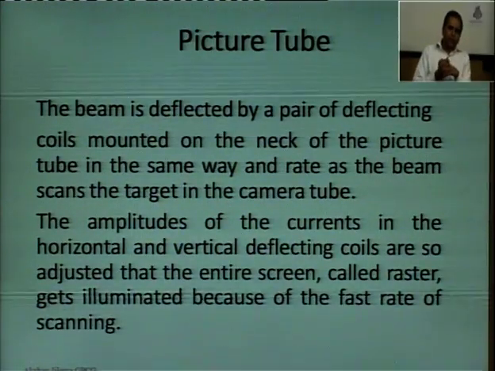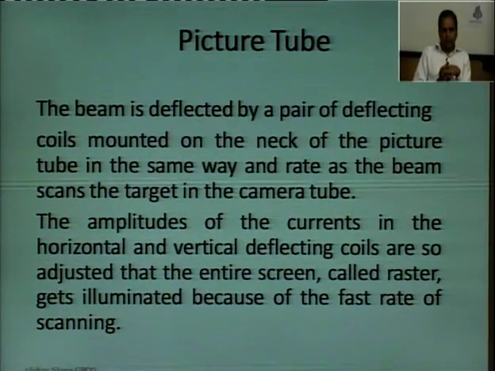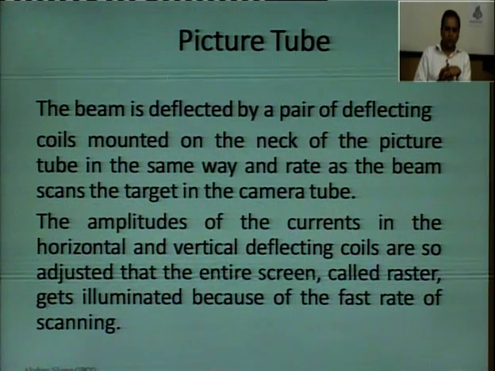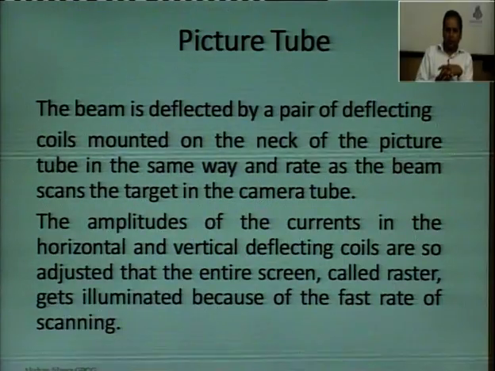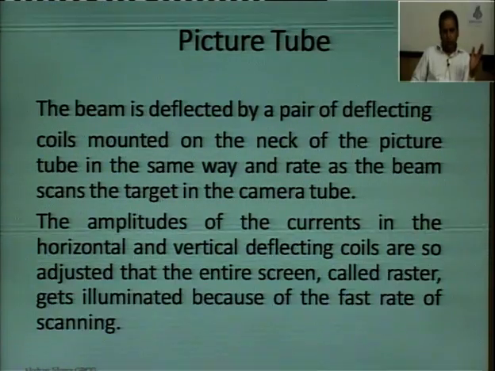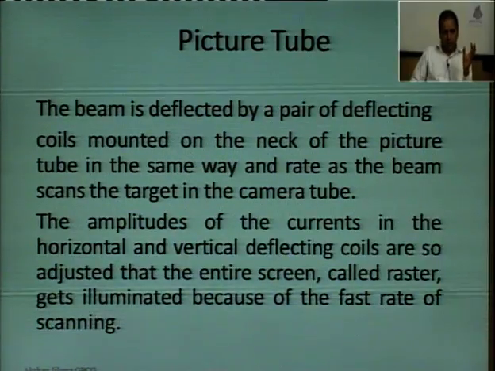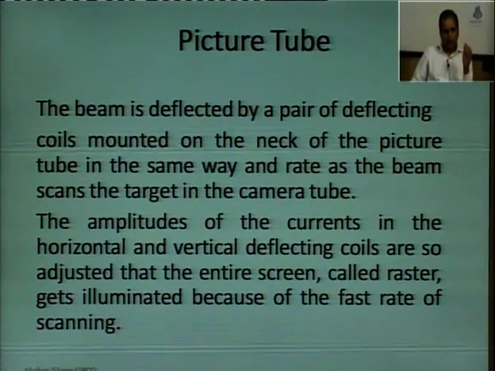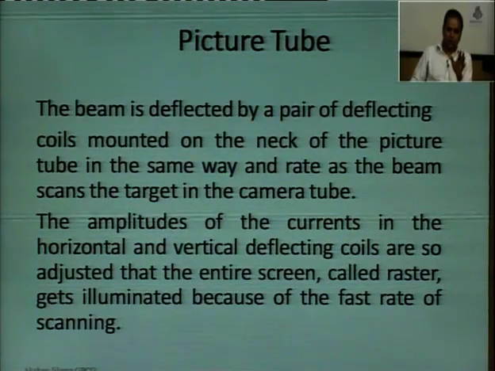The beam is deflected by a pair of deflecting coils mounted on the neck of the picture tube in the same way and at the same rate as the beam scans the target in the camera tube. So, this is very important. When you have to display the picture, we can display only that picture which we have picked. So, the picture is picked in the camera tube. In the same fashion, in the same manner as the picture has been captured, in the same way it is being displayed. So, the rate is the same and the scanning process is also the same, meaning if it is left to right, it should be left to right in the receiver also.